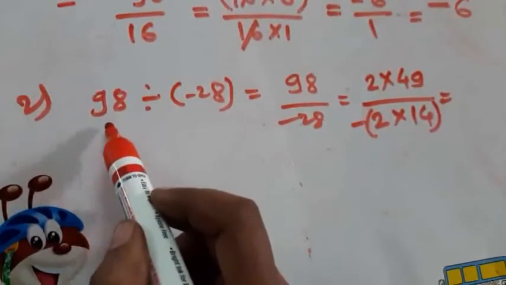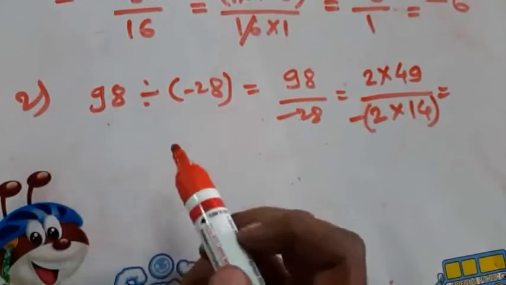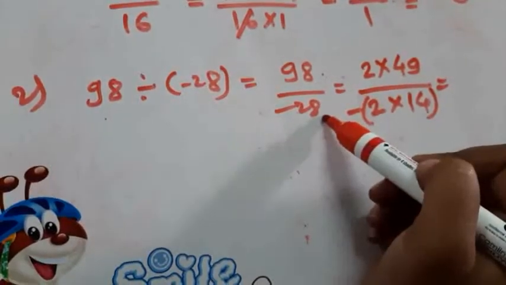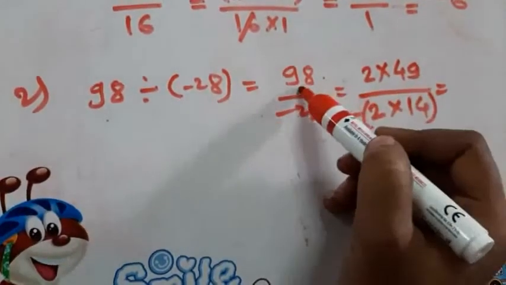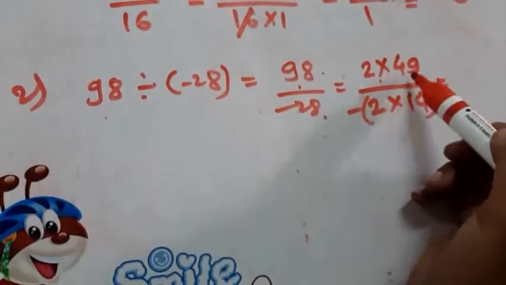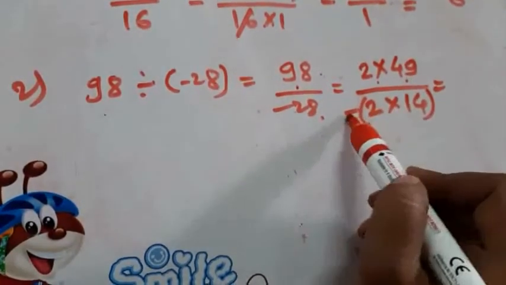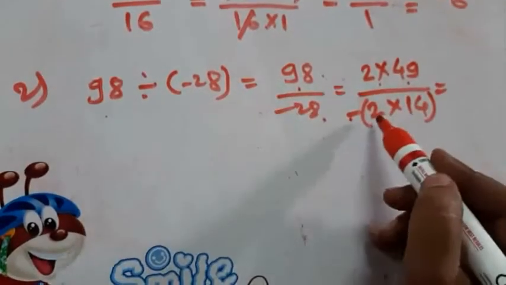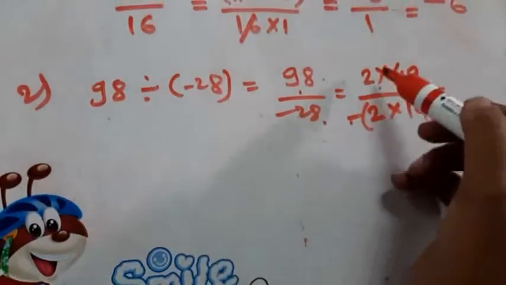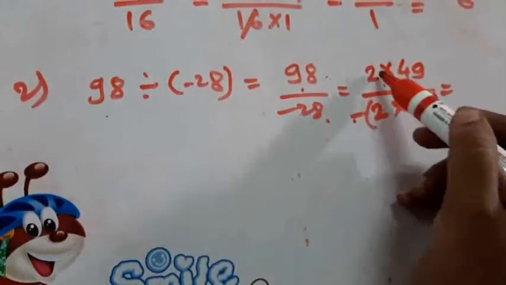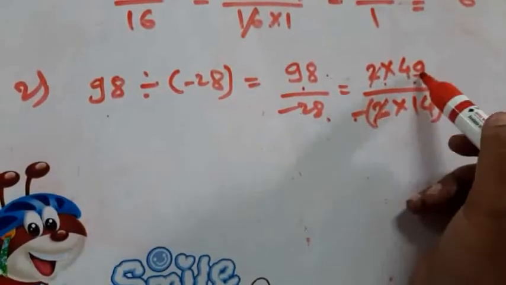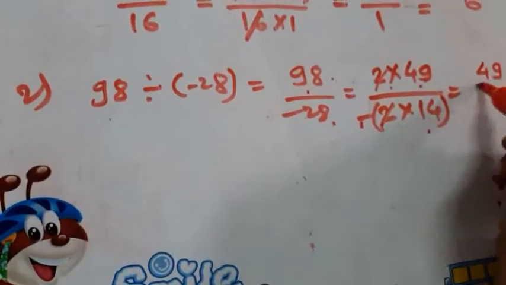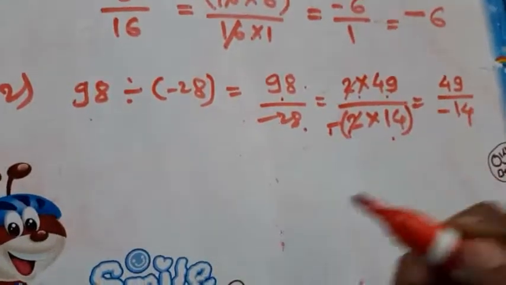Second example is 98 divided by minus 28. So it can be written as 98 divided by minus 28. 98 can be written as 2 into 49. Keep this minus outside and just think about 28. 28 can be written as 2 into 14. So 2 is present in numerator and denominator. It will get cancelled. What is remaining? 49 and minus 14. So it will be 49 divided by minus 14.